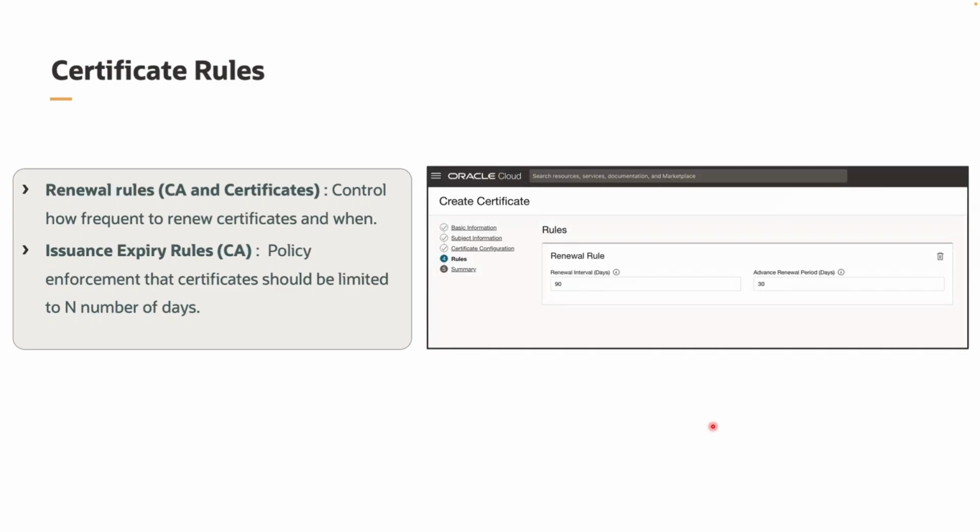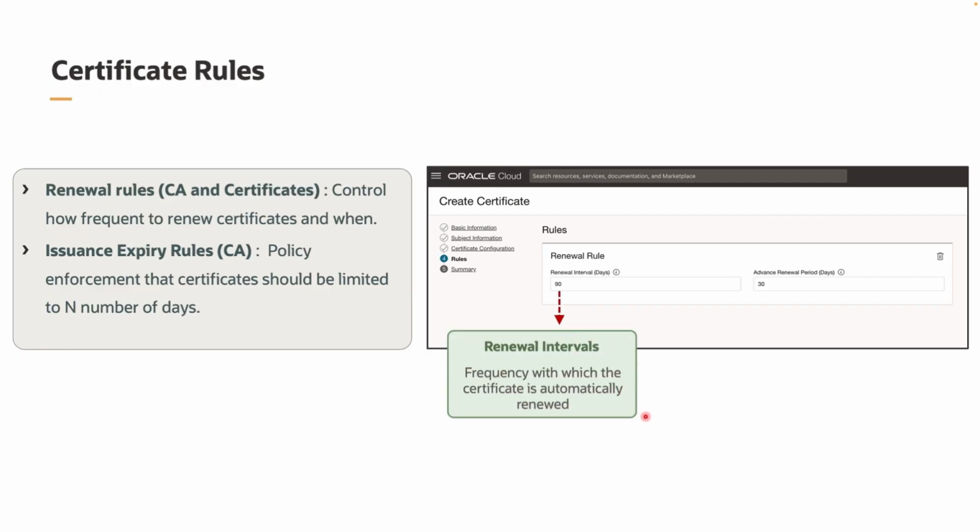We have some certificate rules which basically control when and how often the certificate is renewed. For example, as you can see, we can define a renewal interval, the frequency at which the certificate is automatically renewed.